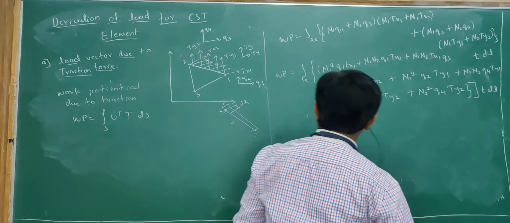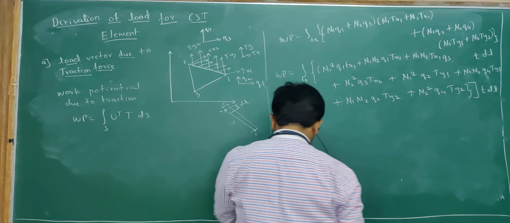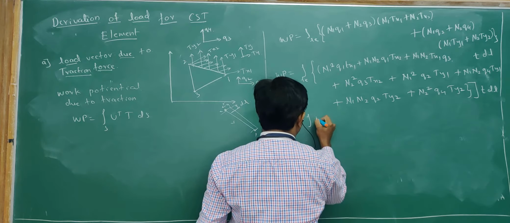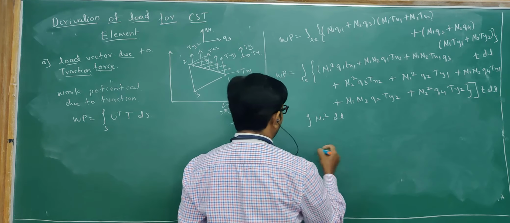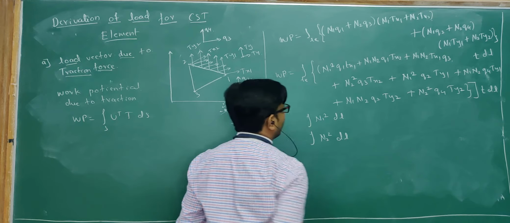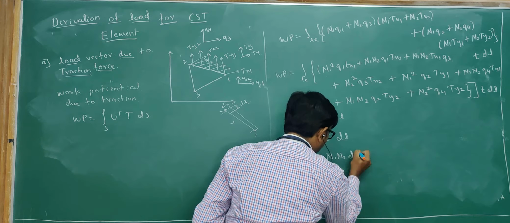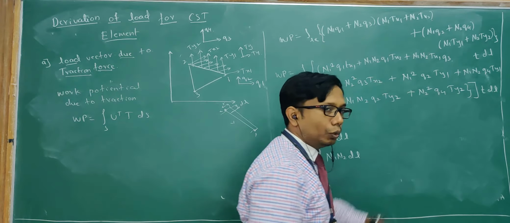Okay, with respect to dl we have to do the integration. So here, what we will be getting is the integration of N1 square dl, the integration of N2 square dl, and the integration of N1 N2 dl. These are the three parameters which we need to integrate here.